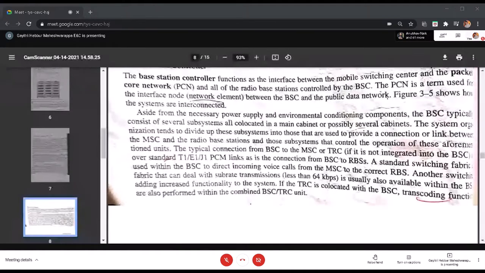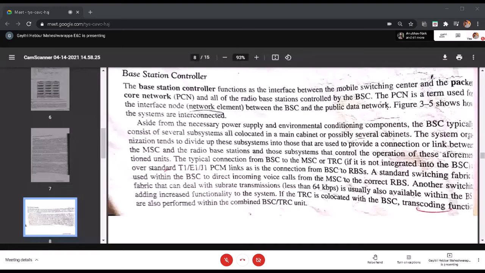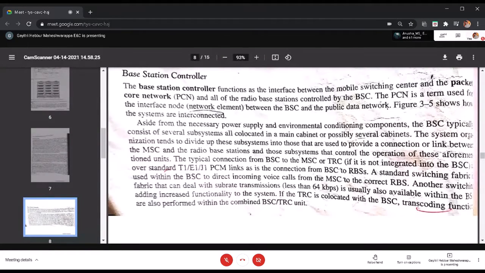As I already told you, the base station controller controls all the radio base stations, so that is nothing we need to explain. The system organization tends to divide these systems so as to provide a connection link between the MSC, and it is connected to the MSC interface. It will provide the interface to the MSC, PSTN, and PDN network.